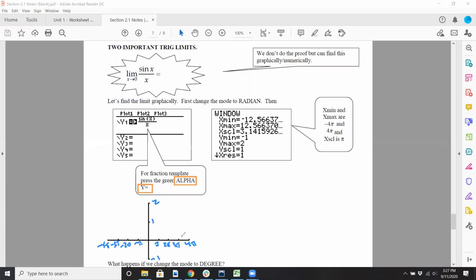So I'll get my graphing calculator. You should probably do the same for yourself at home or wherever you are. So mode, radian, clear whatever I got there, sine x, divide by x, negative 4 pi, 4 pi, pi, negative 1, 2, graph it. So you get something that kind of looks like this.